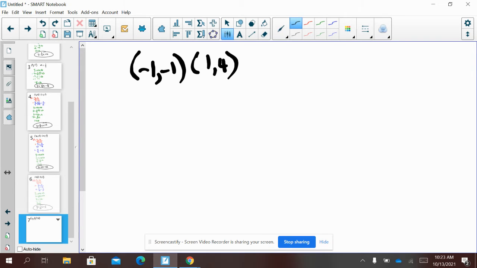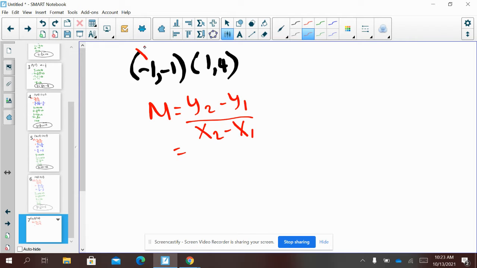Alrighty, what we're going to do is calculate the slope between these 2 points and use it to write an equation of a line in slope-intercept form. So first we should remember that slope is y2 minus y1 over x2 minus x1. That being said, we can assign points x1, y1 and x2, y2.